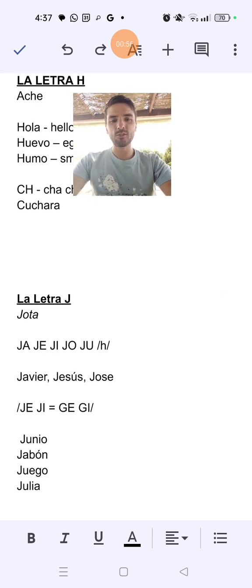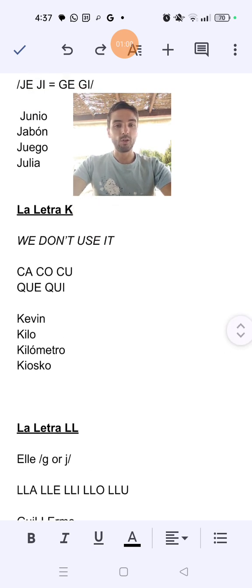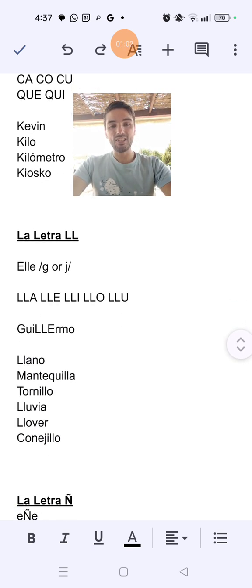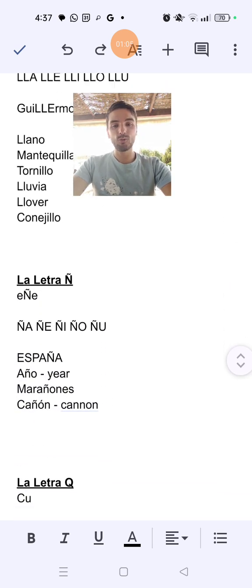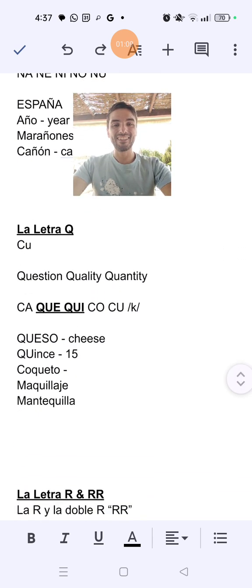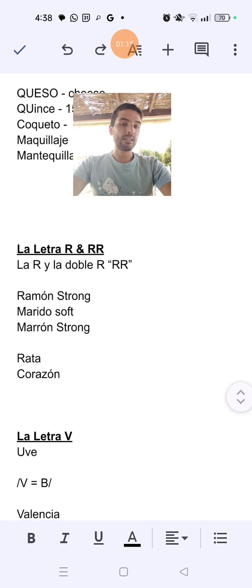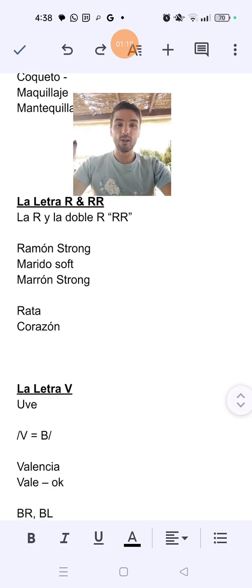La letra J, which makes a strong H sound, la letra K, which we don't use, la letra LL, ya, ye, yi, yo, yu, la ñ, ña, ñe, ñi, ño, ñu, la letra Q, only for K, ke, ki, with a U in between. We learned about the sound of the R, ra, re, ri, ro, ru. I hope by now you have been practicing rolling your R's.